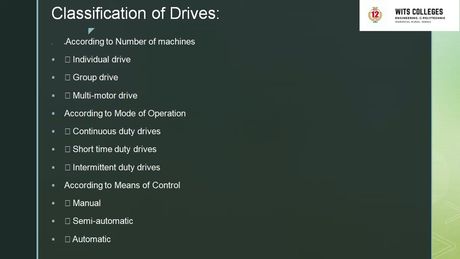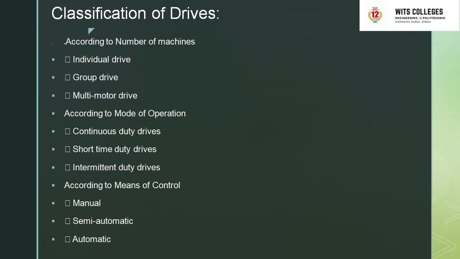Next is the classification of drives. Drives can be classified into different types. The first classification is according to the number of machines. According to the number of machines, it can be classified into three types: individual drives, group drives, and multi-motor drives.